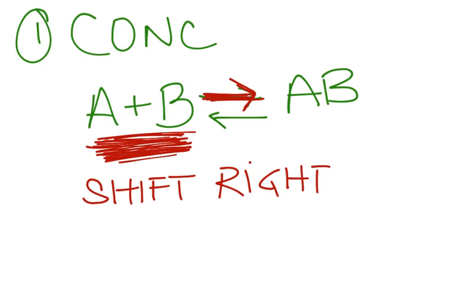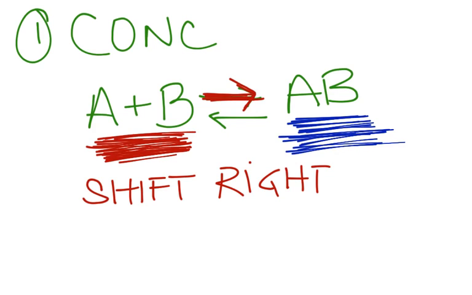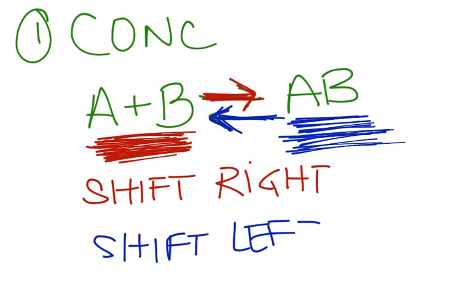If I were to dump more AB in there, so this time I'm just putting a ton of this product, that's going to increase the reverse reaction to reestablish my equilibrium. That's called a shift left. So pretty simple idea, pretty simple concept, okay?